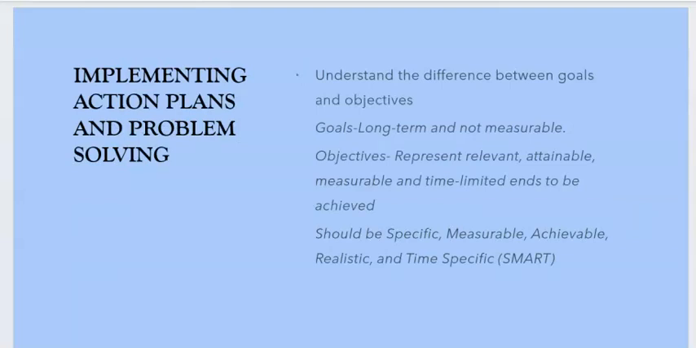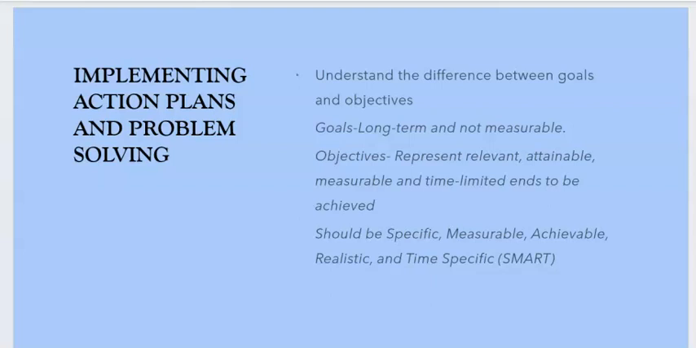How do we engage in the implementation of action plans and problem solving? Well, we have to first understand the difference between goals and objectives. Goals are long-term, what we hope to achieve, but are not generally measurable because they're not written in measurable language. To achieve a high quality of life is not something that is measurable, but it could be a goal for an organization. Objectives, on the other hand, represent relative, attainable, measurable, and time-limited ends to be achieved, so we can measure them and determine whether they have been accomplished.